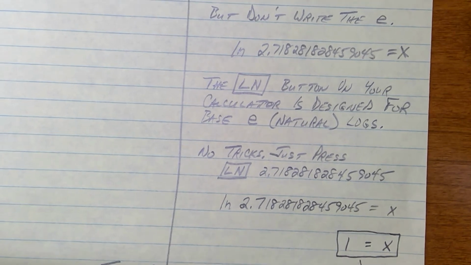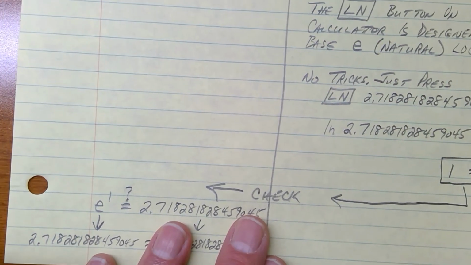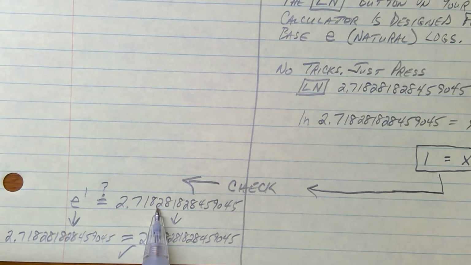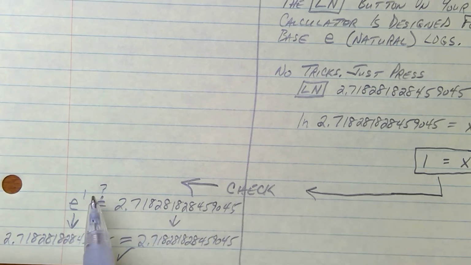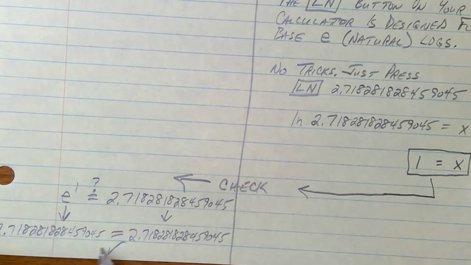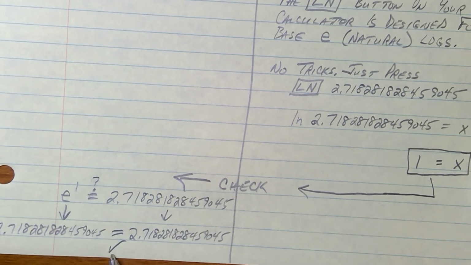All right, let's check it real quick. So go back to your original equation. Our original equation says e to the unknown exponent is this mess right here. You said x needs to be 1. Let's try it. So put in e to the 1. Your calculator will give you this mess here. And drop down the mess on the right. Check the left side with the right side. Make sure they're equal. Yes, they are.